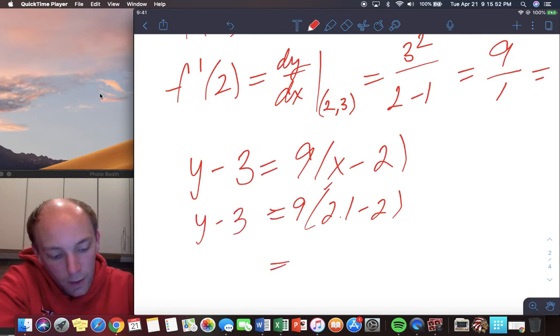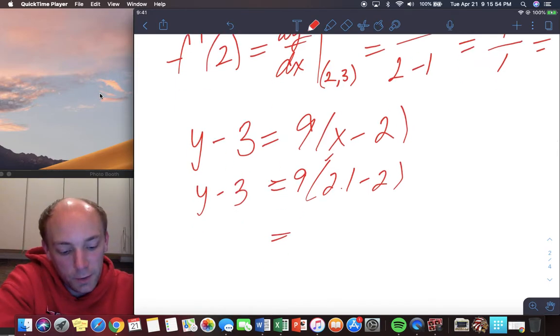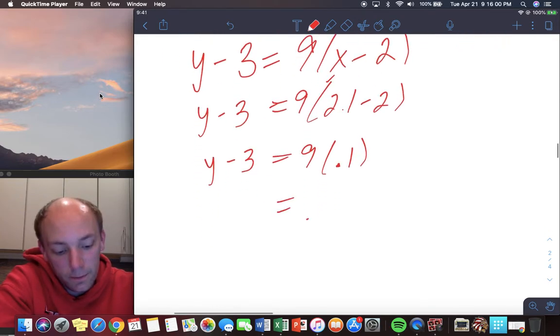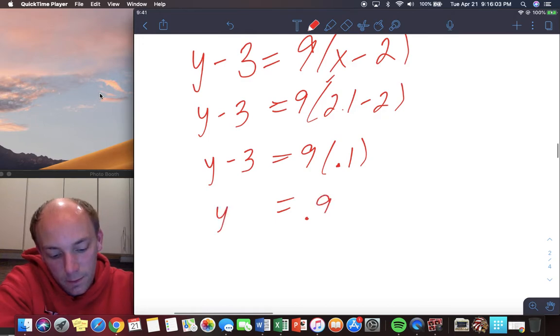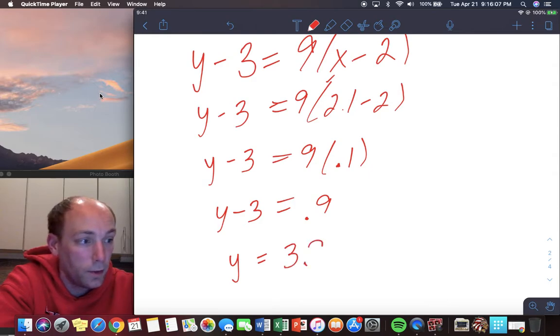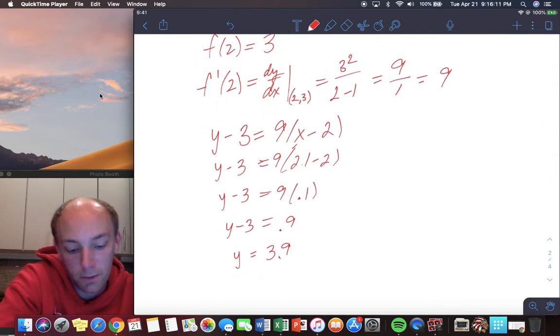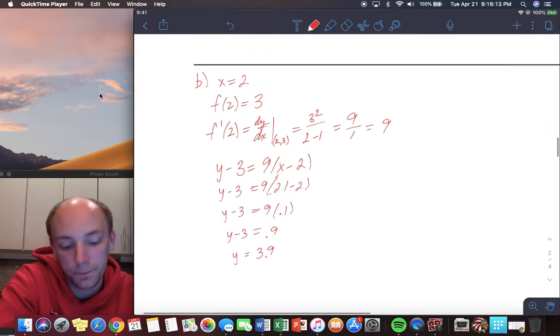Okay, so 2.1 minus 2 is 0.1, so 9 times 0.1 equals 0.9. And then we're going to add 3 to get 3.9. Okay? So that's our approximation for plugging in 2.1.